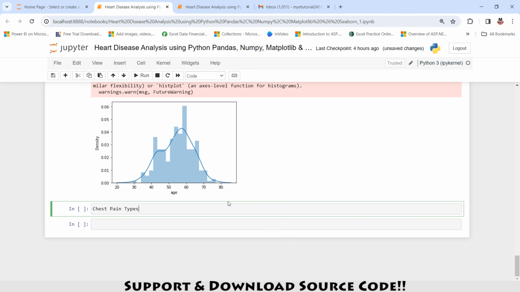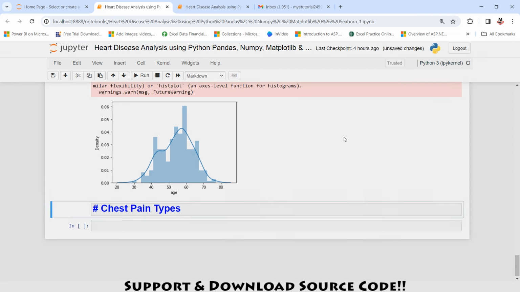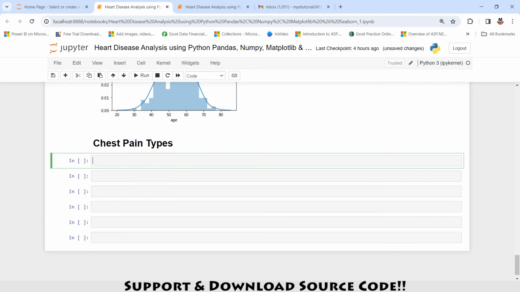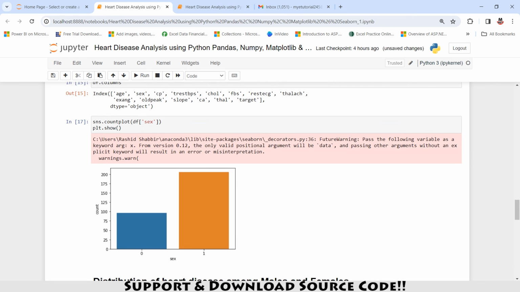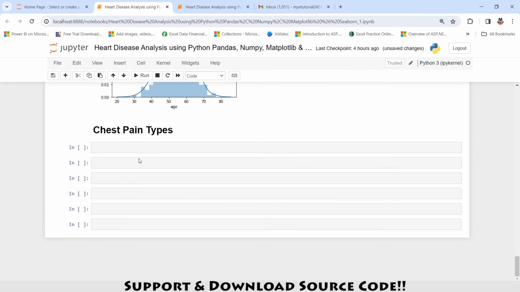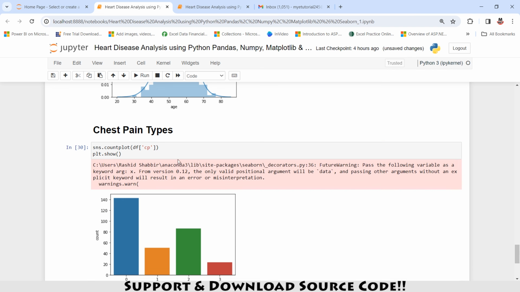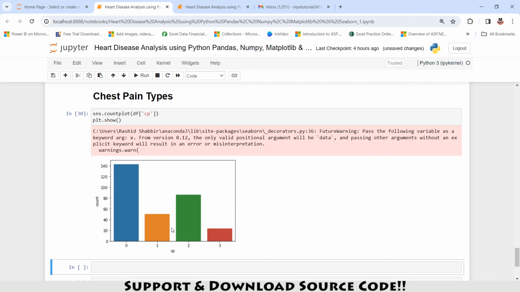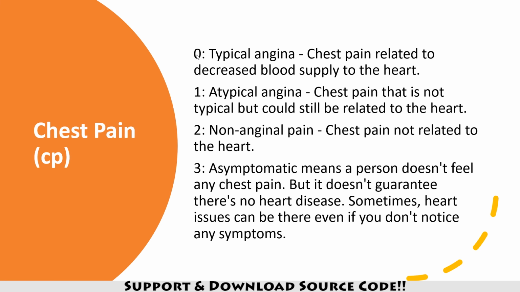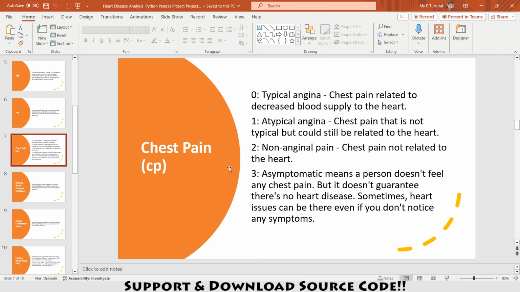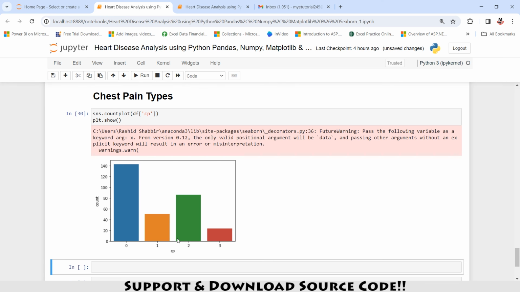So now we are going to identify what kind of chest pains are there in this dataset. I'm selecting this heading. Okay, shift enter from the keyboard. I'm going to copy this code, paste it here, and replace this with cp. Shift enter. So these are my 4 chest pain types. As you can see, on 0 this one, on 1 this one, on 2 this one, and on 3 this one. So similarly this is showing 0 1 2 3.